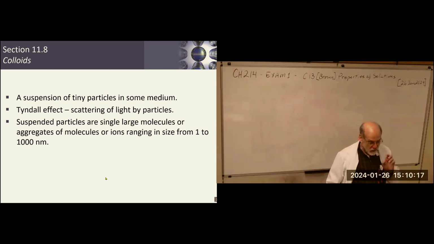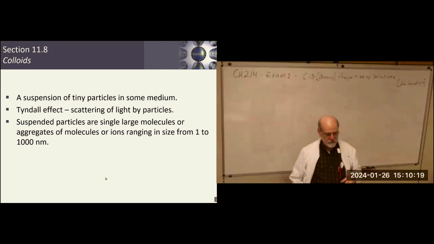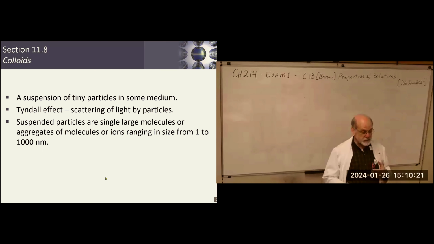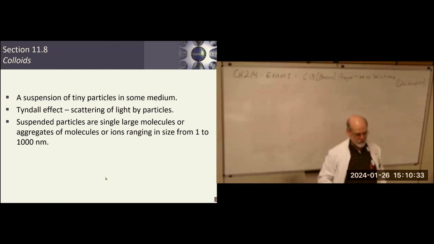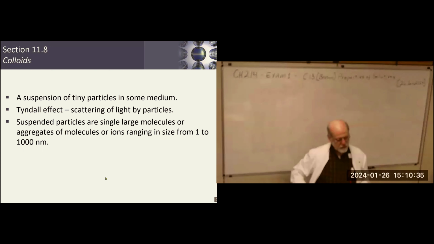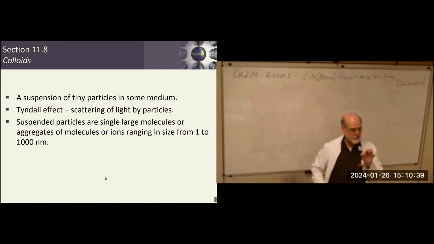The particle sizes are much too small to settle. The kinetic energy of the dispersing medium, we call it, not the solvent, but the dispersing medium, is sufficient so that it's banging against the dispersed medium and keeping it suspended. So it's a perpetual suspension. That's a colloid, and it's based upon particle size.